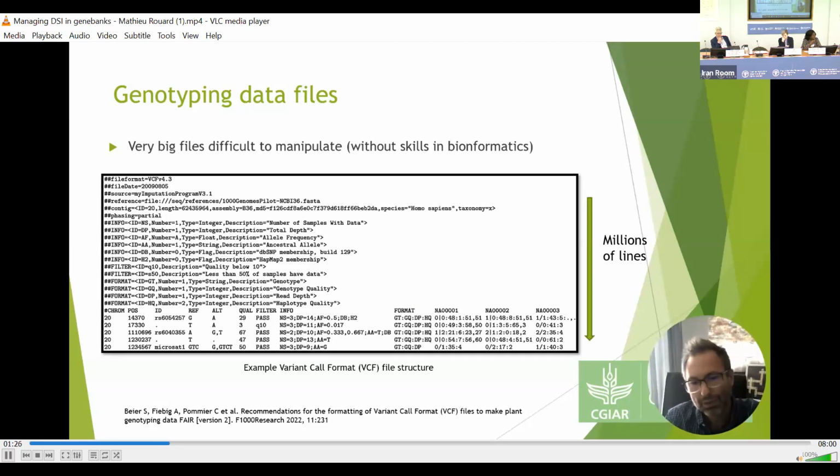So what you see on the screen here is a type of genotyping data file that is called a VCF, for variant call format, where you have information about your genetic markers for all your samples. And you can have in this file millions of lines. So obviously that is very difficult to have a global overview of your dataset, to explore it, and also to change it if you need.